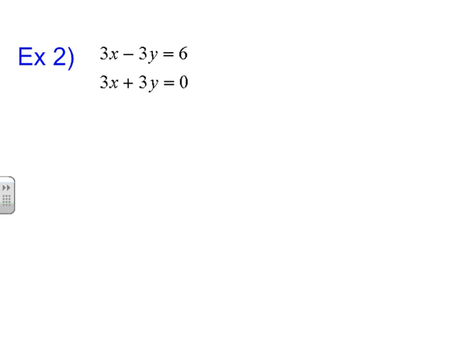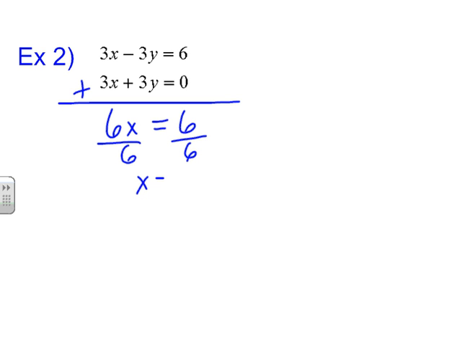We'll do it again. Here we have 3x minus 3y equals 6 and 3x plus 3y equals 0. Again, the y's are opposite of each other, so we could go ahead and add straight up right now. 3x plus 3x is 6x. The y's, like I said, would go away, and 6 plus 0 is 6. We would divide both sides by 6 and find out that x equals 1. So as we build our ordered pair, 1 goes in the first spot, and now we look for y.